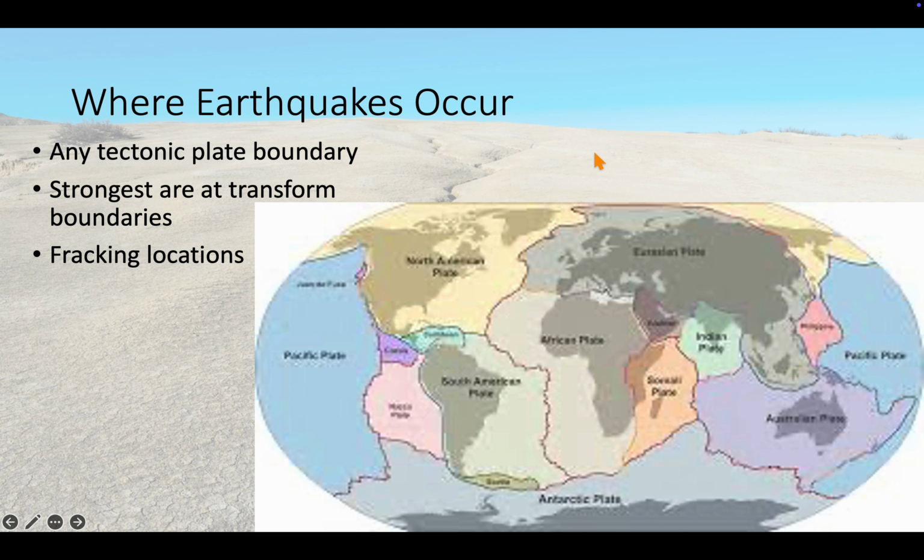Okay, where earthquakes occur: any tectonic plate boundary. Now, last unit we talked that they are primarily from transform boundaries, and the main reason we talked about that is because the strongest earthquakes are going to be at transform boundaries because there's more friction there. You can get earthquakes at other tectonic plate boundaries too, but they are strongest at the transform boundaries.